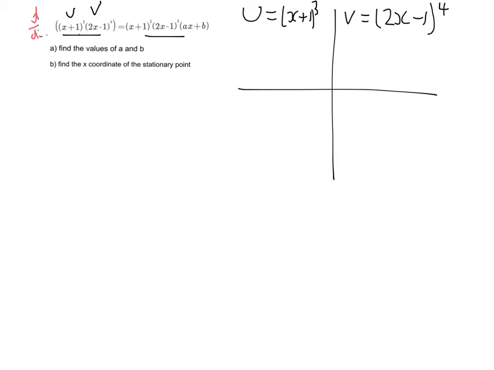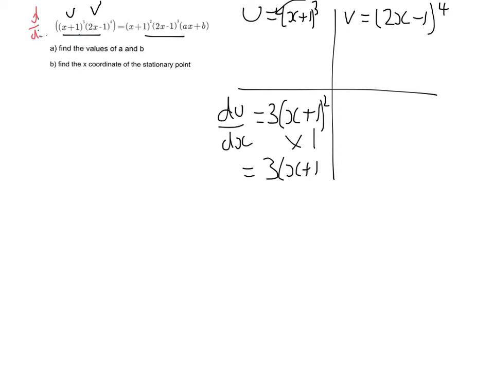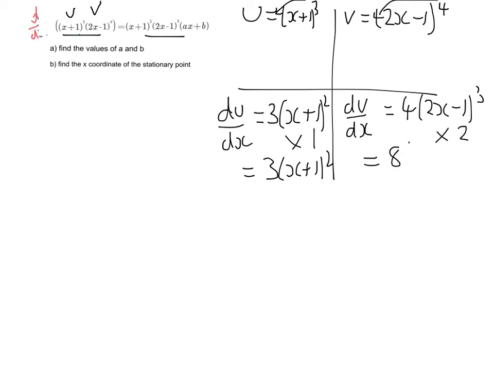Okay, so u, du by dx, it's a chain rule job. So 3 comes down, so it's going to be 3(x + 1) squared times the differential of the bracket, which is 1. So it's 3(x + 1) squared. And dv by dx is a chain rule again. So 4 comes down, (2x - 1) cubed times the differential of the bracket, which is 2. So that gives us 8(2x - 1) cubed.